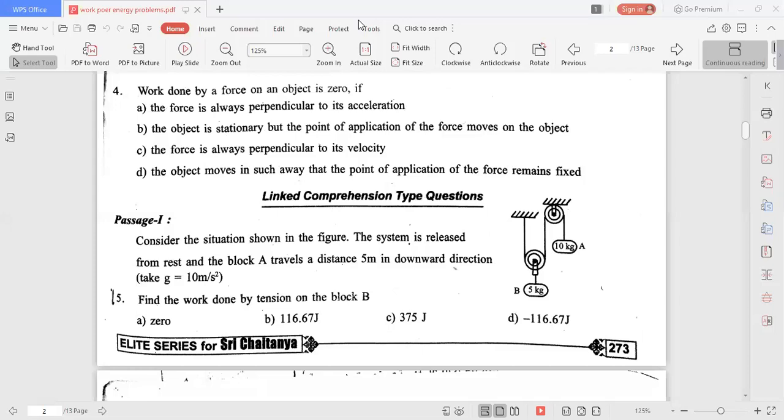Now, all of you look at the board. You see, here there are two pulleys. String is passed over the light frictionless pulleys like this, and block A is connected here and block B is connected to this pulley. Mass of the block A, say M1 or MA, is equal to 10 kg, and mass of the block B is MB, which is equal to 5 kg.